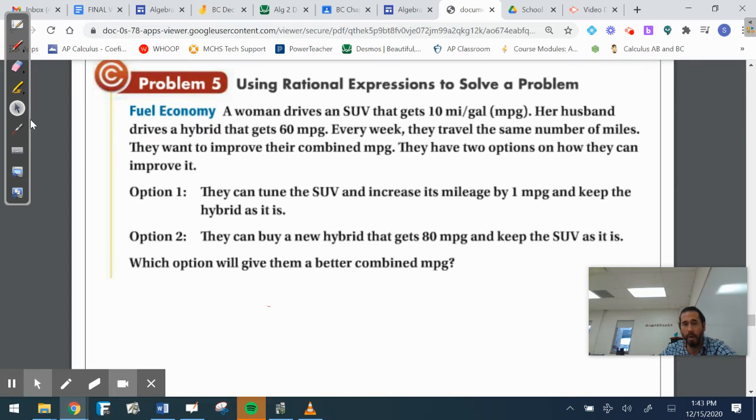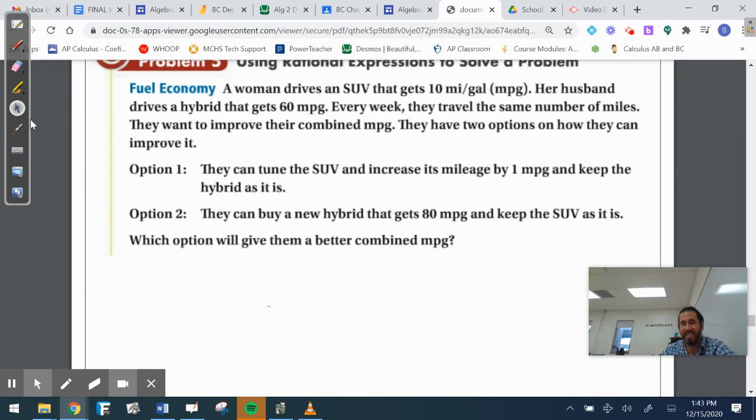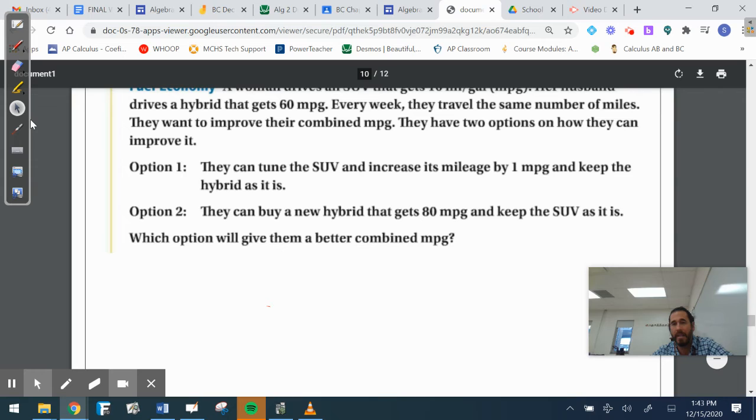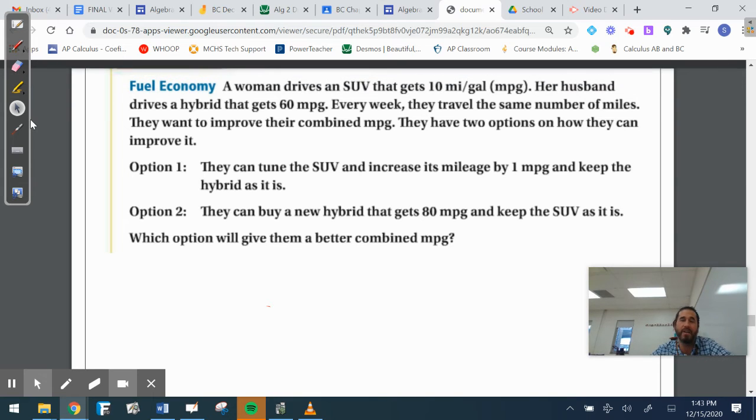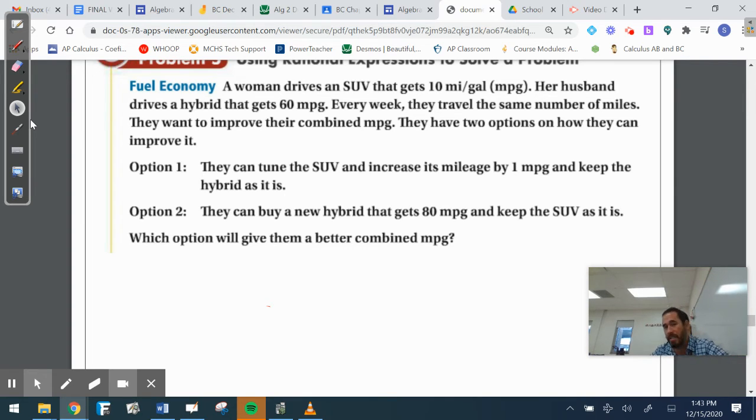All right. A woman drives an SUV, right? Because she's driving the kiddos around. It's only 10 miles per gallon. Oh, that would not be fun. Her husband has, let's say, a hybrid, it's 60 miles per gallon. That's solid. Every week they travel the same amount of miles. But they want to improve on their combined miles per gallon. They have two options on how they can improve it.